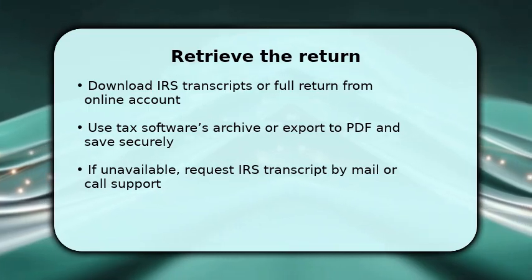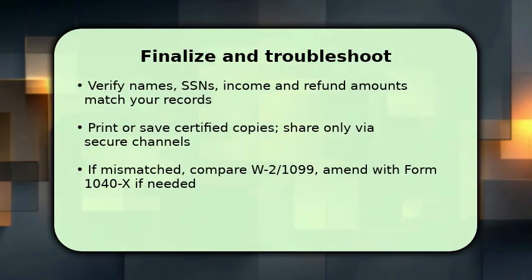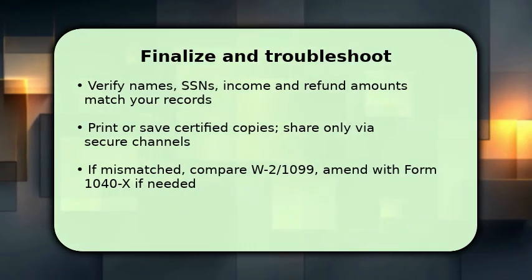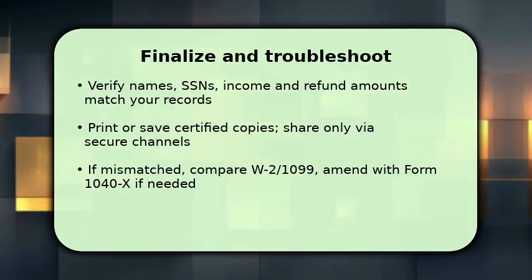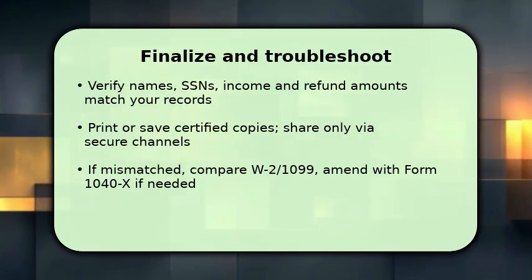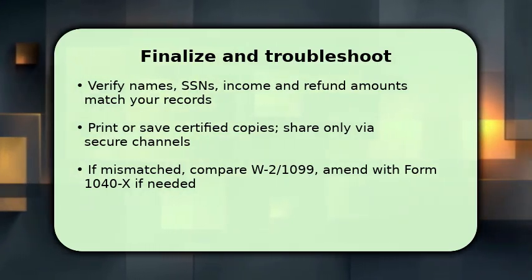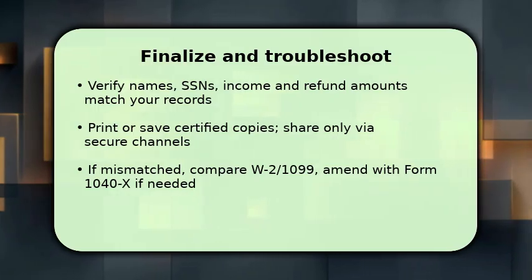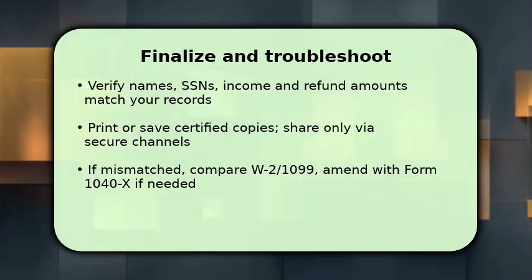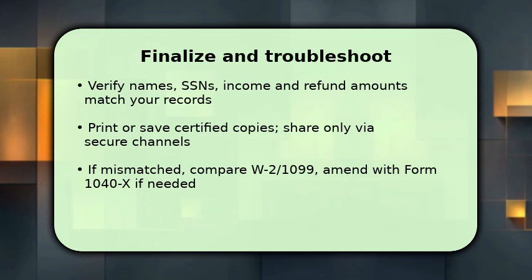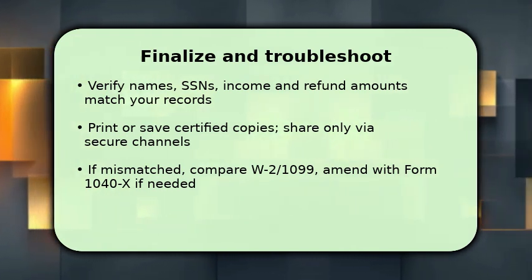Finish by validating the retrieved return against your pay stubs and 1099 so you catch any discrepancies early. Once confirmed, save a certified copy in encrypted cloud storage and print a paper copy for your files. Share only through secure channels when needed. If numbers don't match or you find an error, compare the underlying W-2 or 1099, then prepare an amendment using Form 1040X. Troubleshooting tip: if access problems persist, request IRS identity verification.